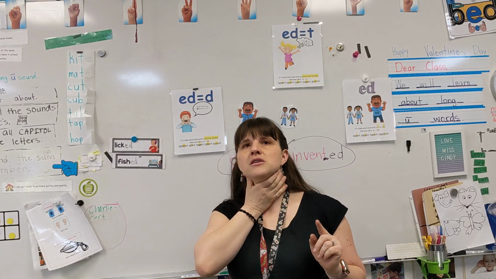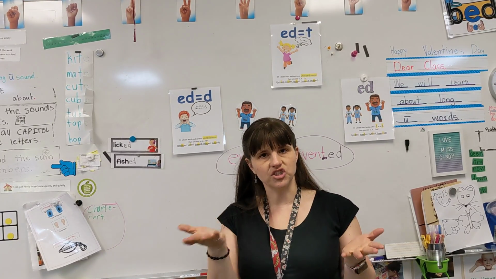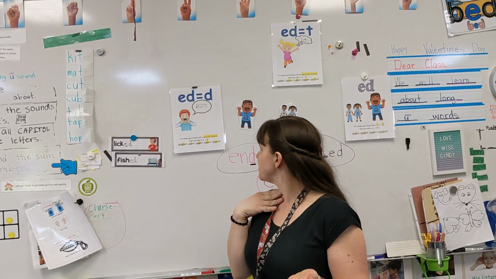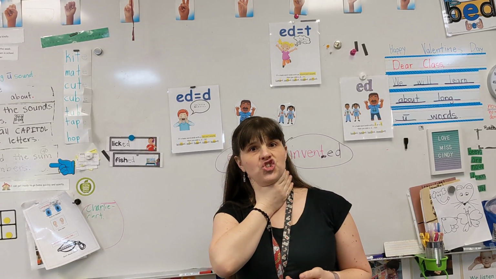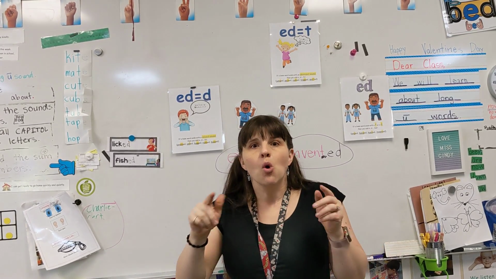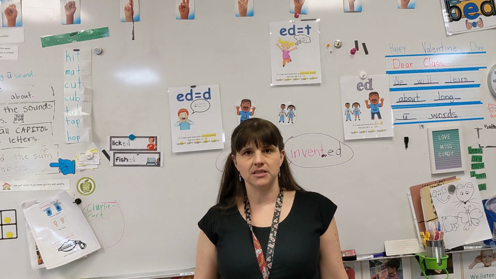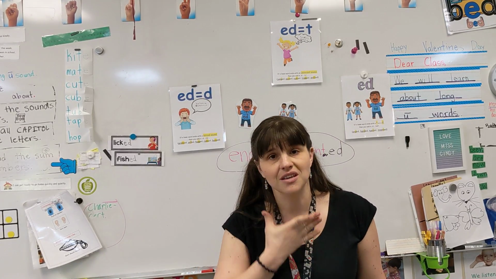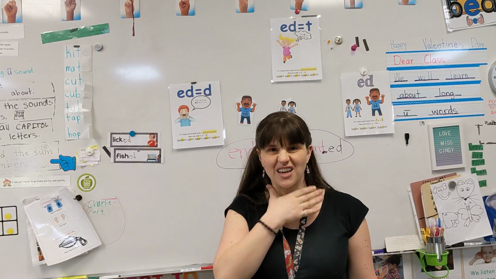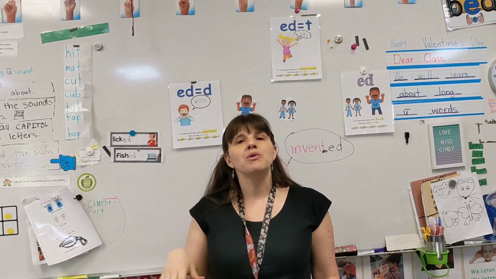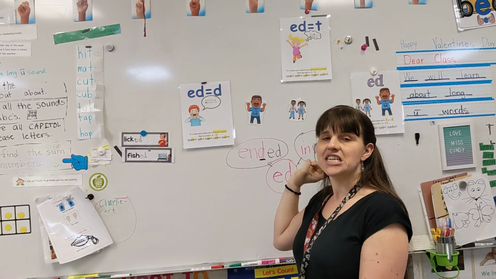Let's see. G, g, g. Yeah, G does it too. What about some other ones? How about Z? Ready? Z. Yeah, that makes it vibrate. Well, guess what? If your base word ends with a voiced sound, something that makes your vocal cords vibrate and your neck kind of wiggle, then when we add ED, we say D.